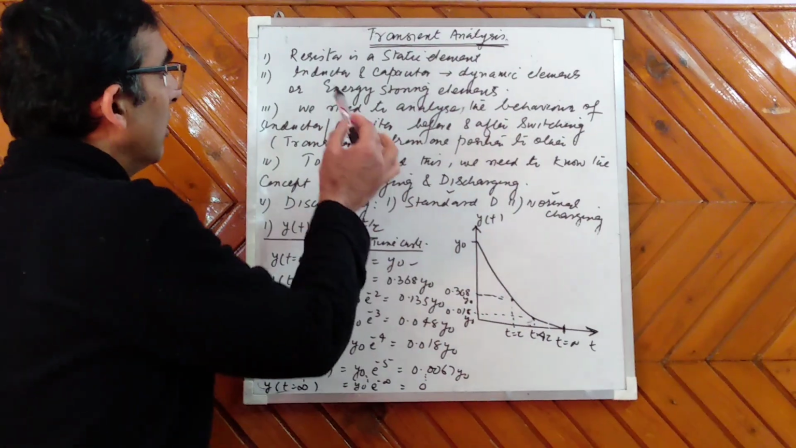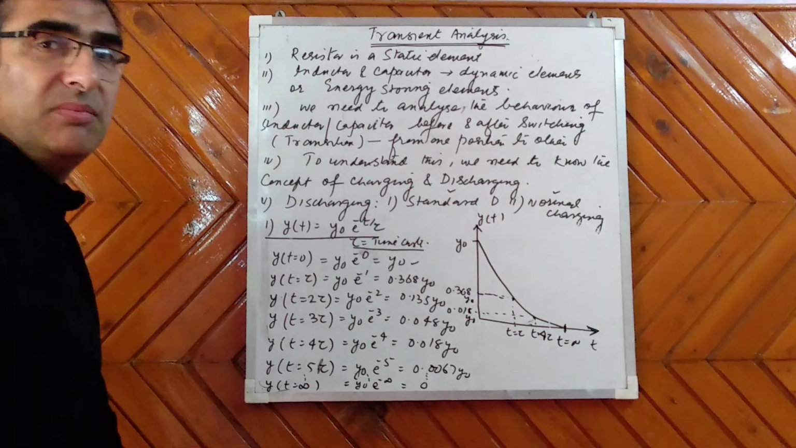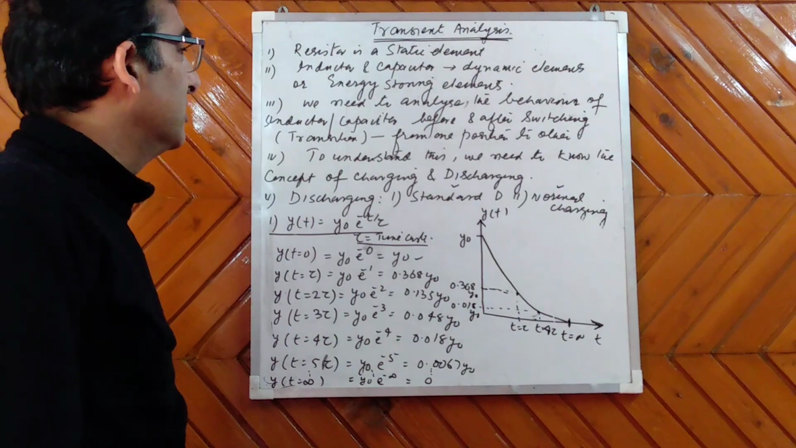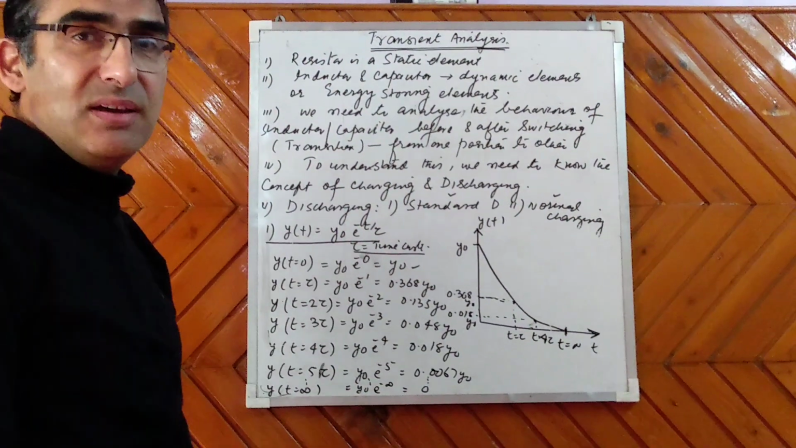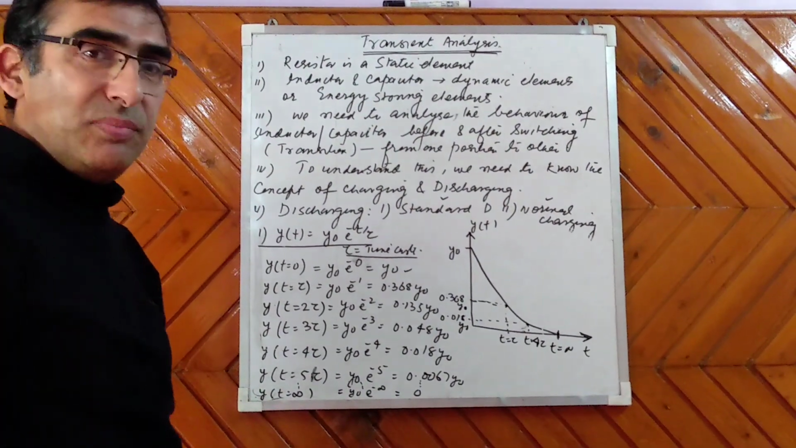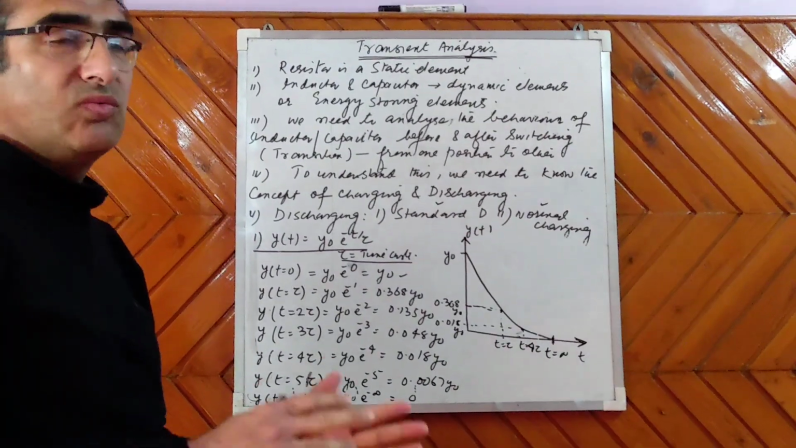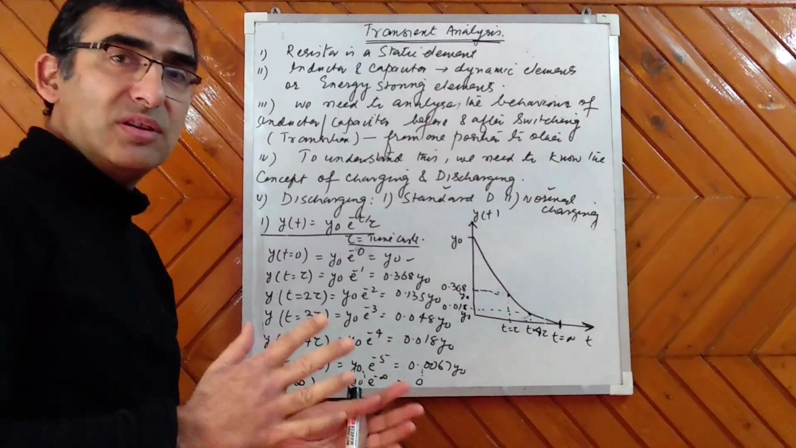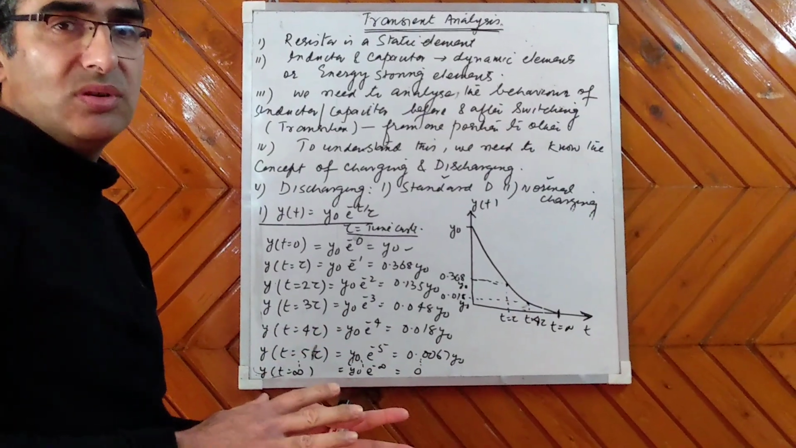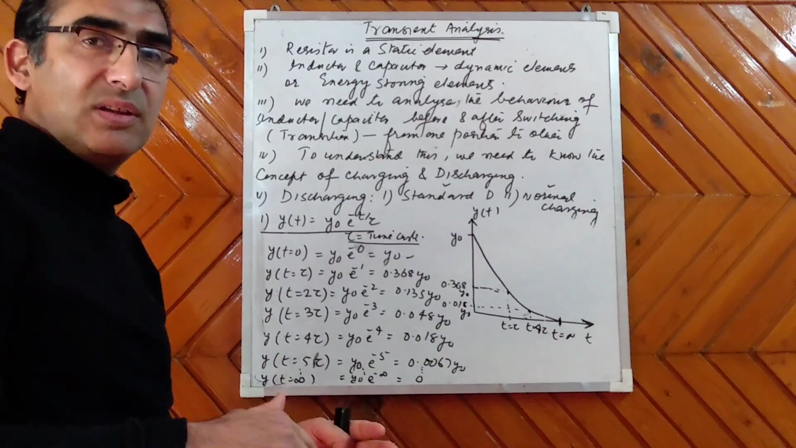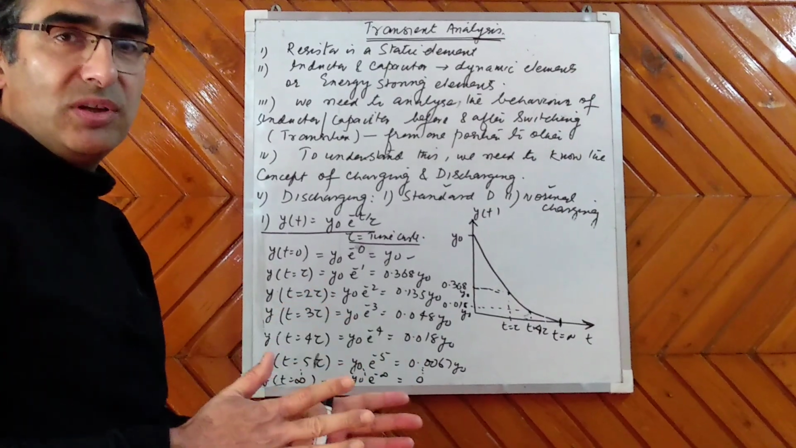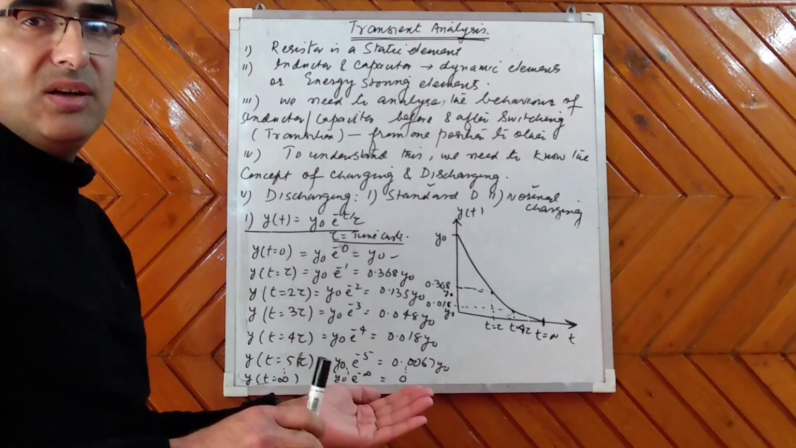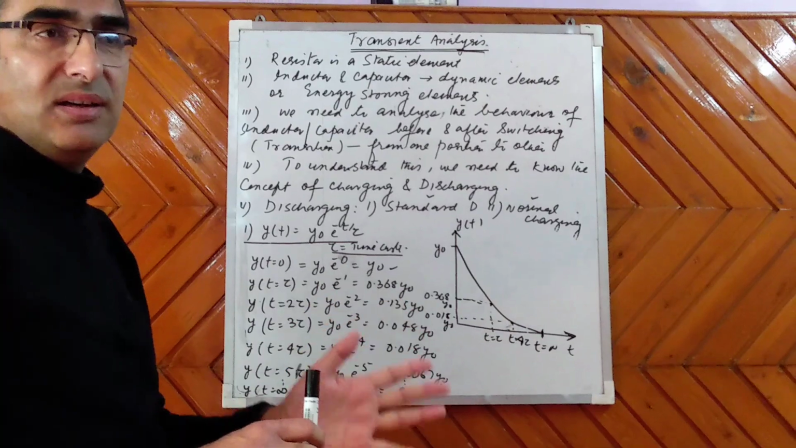So these two passive elements will be mainly involved in dealing with the transient analysis. So what is basically in a transient analysis? We need to analyze the behavior of the inductor and capacitor before and after the switching. That is, once there is a transition, that means when the operation is performed, whether we close the switch or we open the switch at the time t equal to 0, then we need to see the behavior at t less than 0 and t greater than 0.